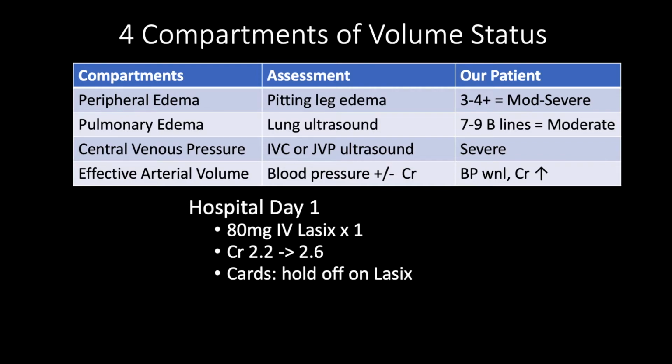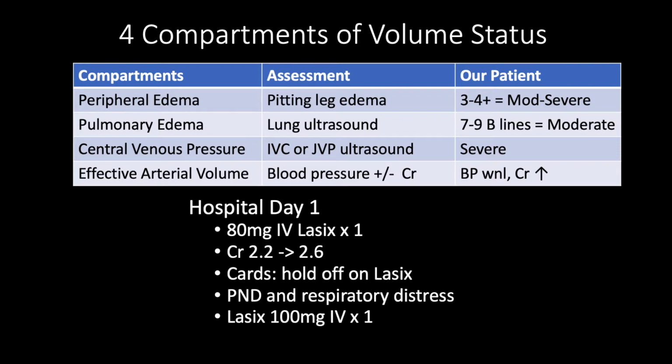So cardiology recommended stopping the Lasix on this patient. But after stopping Lasix, he woke up in the middle of the night short of breath and had return of his respiratory distress. It had initially improved with the IV diuretics, but now was getting worse again. So he was given Lasix 100 milligrams IV overnight to try to address the acute respiratory distress that seemed to be getting worse. And unfortunately, the next morning, his creatinine continued to creep up from 2.6 to 3.1.